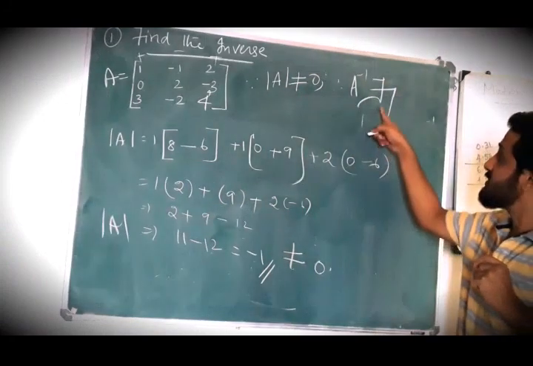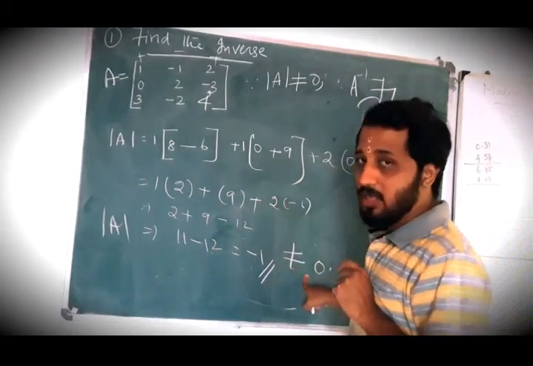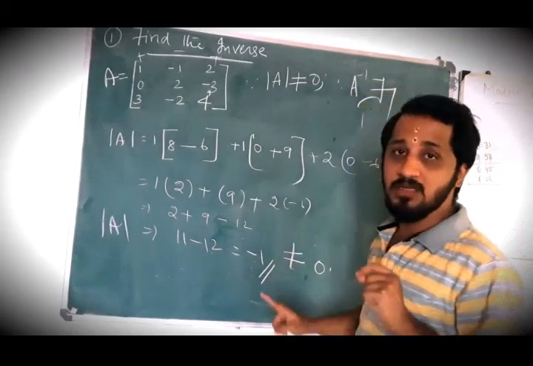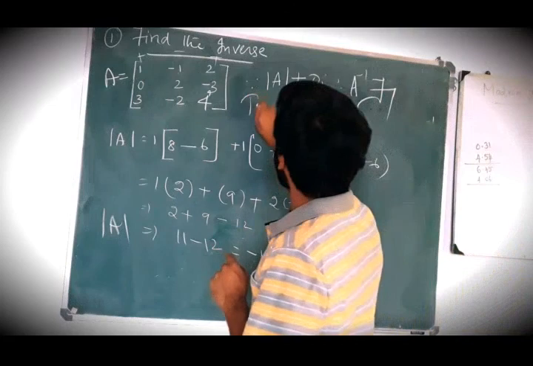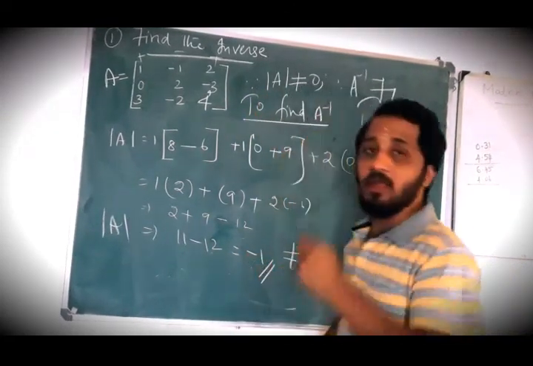A inverse exists. It's a very important sentence. You have to write this sentence. Since determinant A is not equal to 0, therefore A inverse exists. To find A inverse, isn't it?